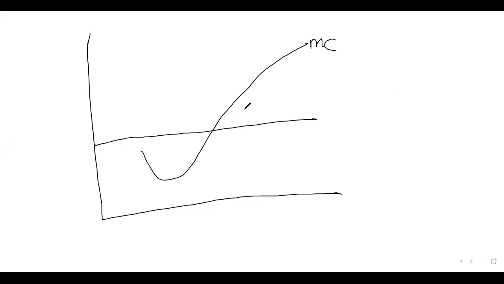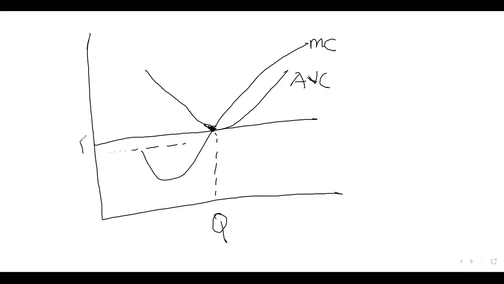Okay. And then this is my average variable cost. And this is the quantity. Now, no firm should set prices below this point, the minimum of the average variable cost. No firm can do that. You have to set prices above the minimum of the average variable cost curve, because that is the shutdown point.